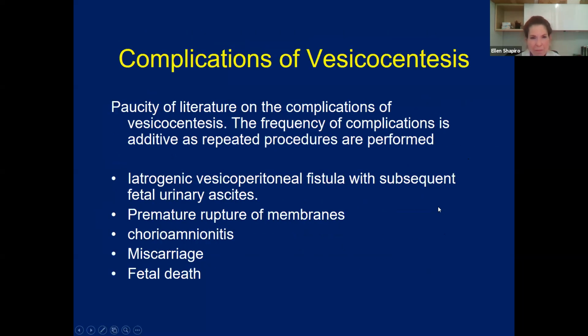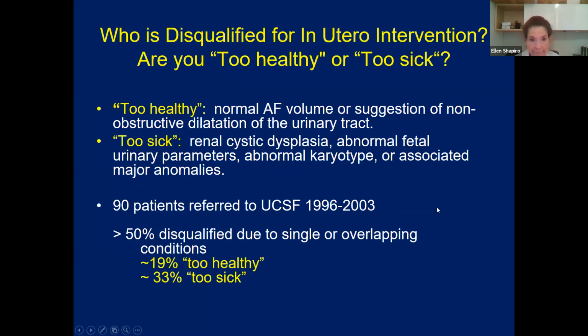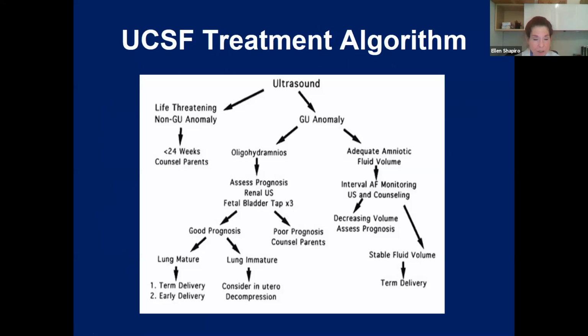So what I want to come down to is there are many complications of all of these interventions. The UCSF treatment algorithm has, I think, really stood the test of time as to what to do and when, when to progress, and when to try to mature lungs and deliver early. I mean, we try not to trade early delivery and prematurity, so you really need to walk a fine line.